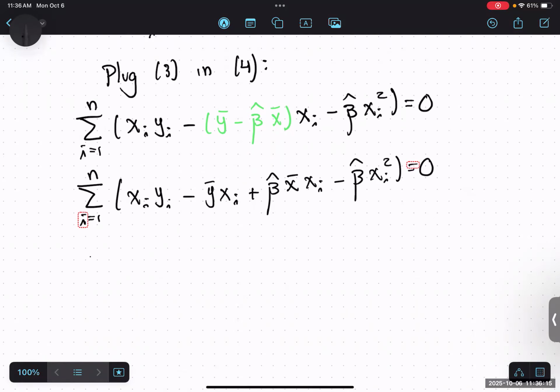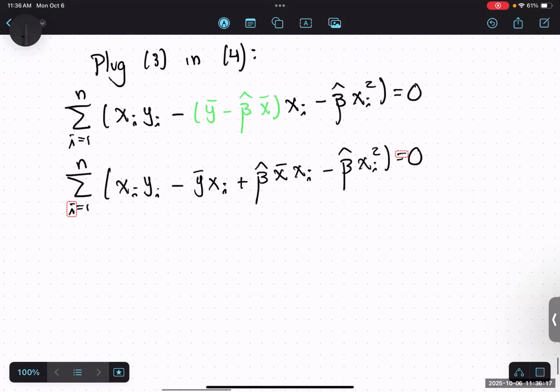And now we're gonna sum each of the terms, because remember that the summation is a linear operator. The first sum is the sum of this product, no? Xi, yi, minus y bar is a constant, so I'm gonna put it before the sum.